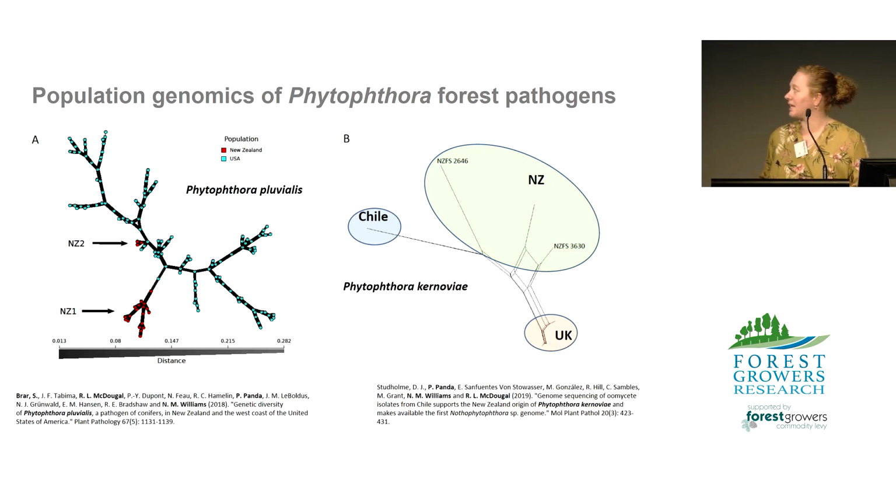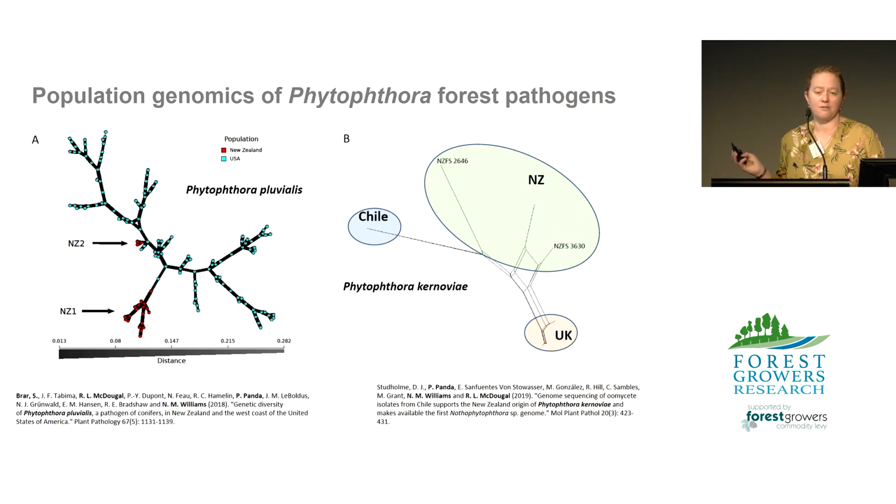But most interestingly, you can see that we have 2 different populations of Phytophthora pluvialis in New Zealand, which suggested to us that we actually had 2 introductions of this pathogen to New Zealand. This allows us to begin to speculate on what those potential pathways of introduction might have been and how we can possibly prevent further introductions of this pathogen into New Zealand in the future.